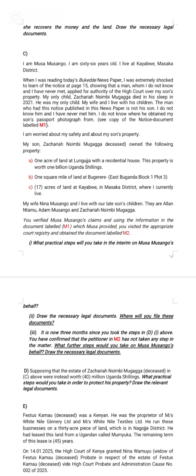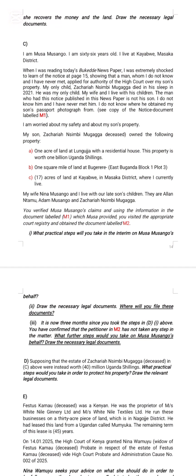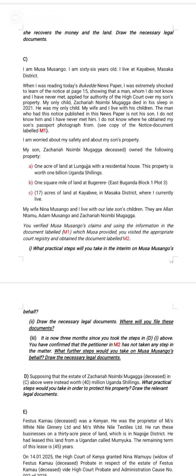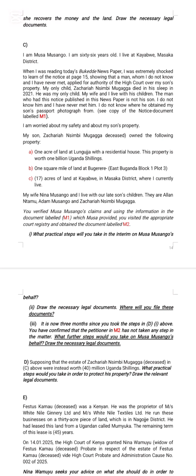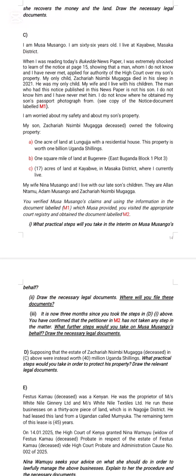I'm Musa Musango. I'm 60 years old. I live at Kayebwe, Masaka district. When I was reading today's weekday's newspaper, I was extremely shocked to learn of the notice at page 15 showing that a man whom I do not know and have never met applied for letters from the High Court over my son's property.